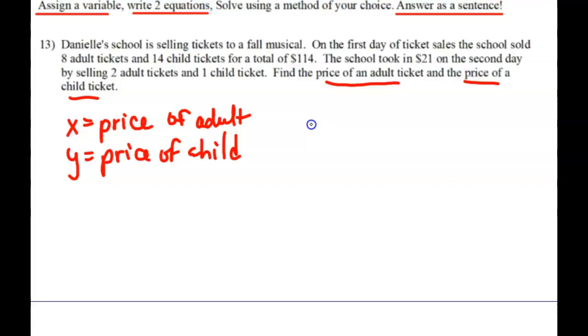Okay, and then I think I gave you an easy one like this on the quiz that just says 2 sentences, so you come up with 2 equations, right? Maybe? 8 adult tickets, so those cost X each, so 8X, and 14 children's tickets that cost Y each, so 14Y, brought in $114 that first day. Then the school took in $21 the second day, which was 2 adults, so 2X, and 1 child.